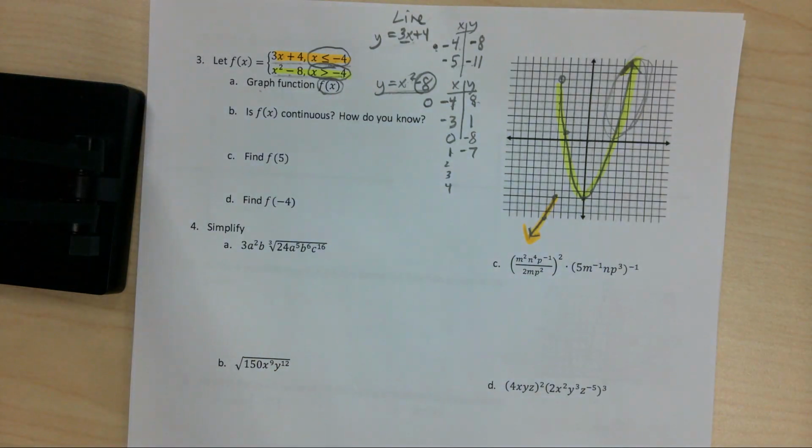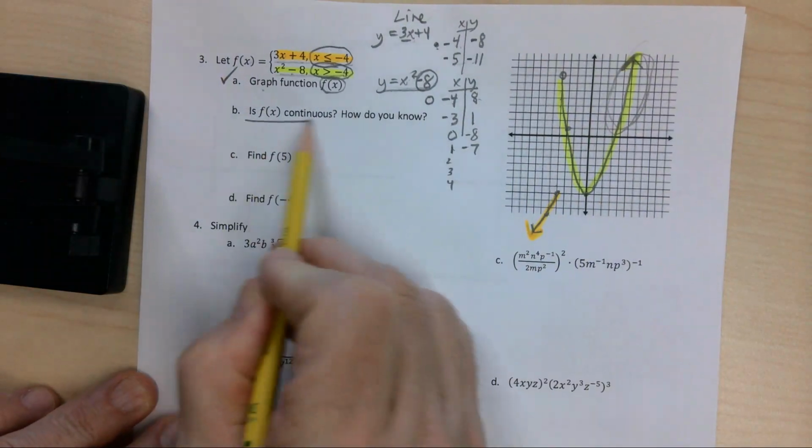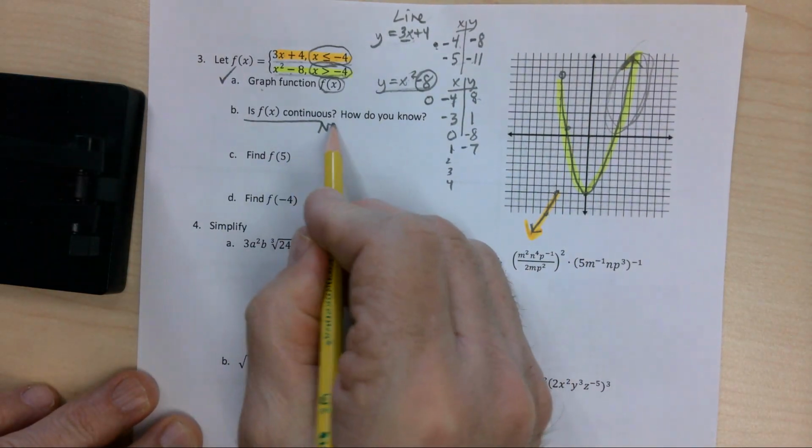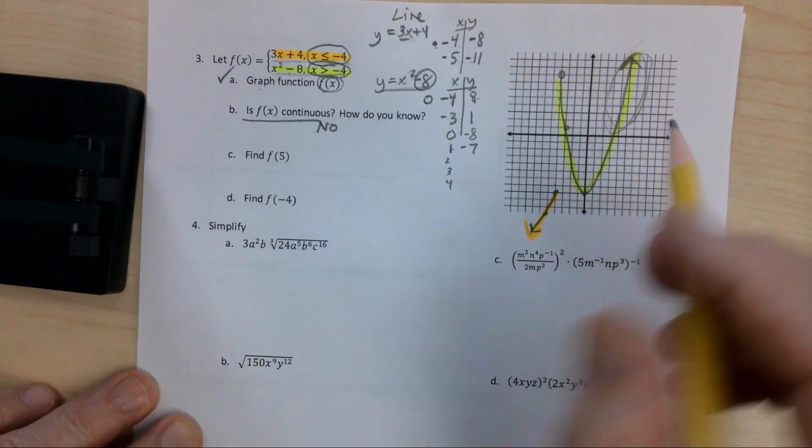So now we can answer a whole bunch of questions. We graphed letter A. Is it continuous? No. Why? You can tell there's a break in the two graphs.